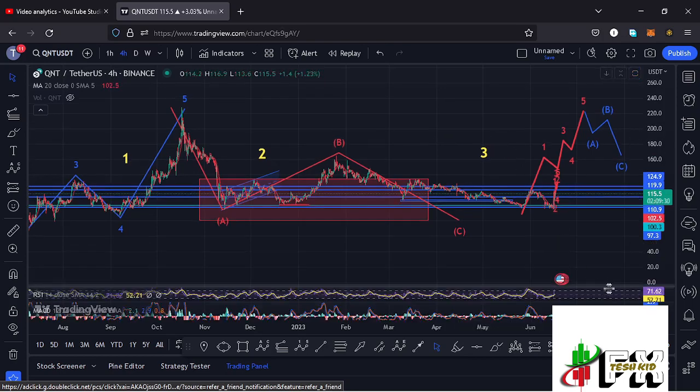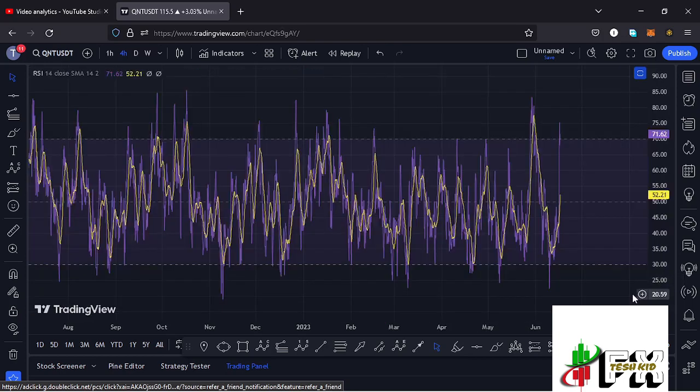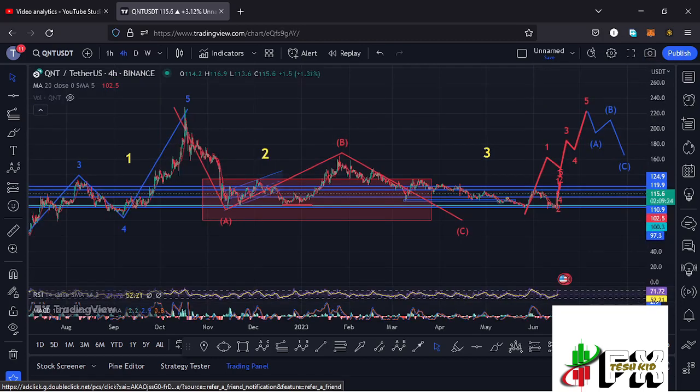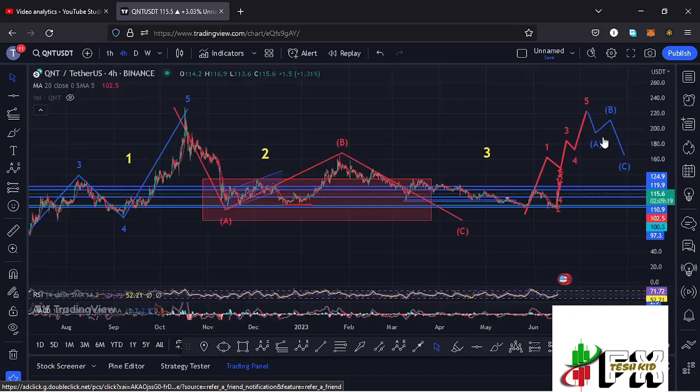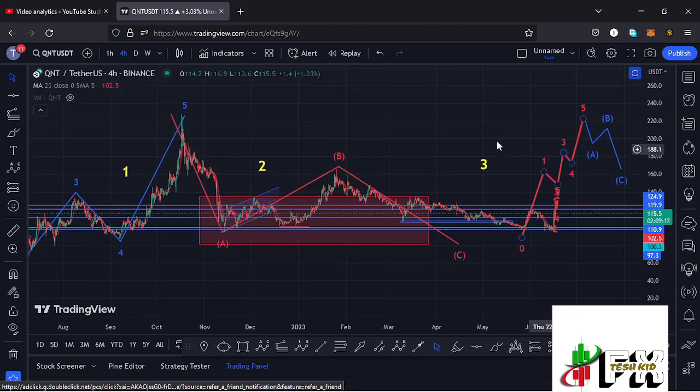Also taking a look at the indicators, on the RSI we are trading at around the 71 mark. On the MACD, we have been able to print a bullish cross, fully supporting higher prices. So let's be patient and see how that plays out, and I'll be keeping you updated.